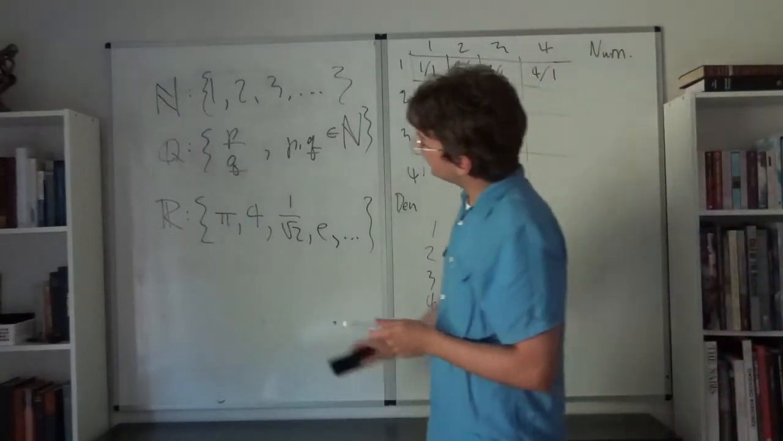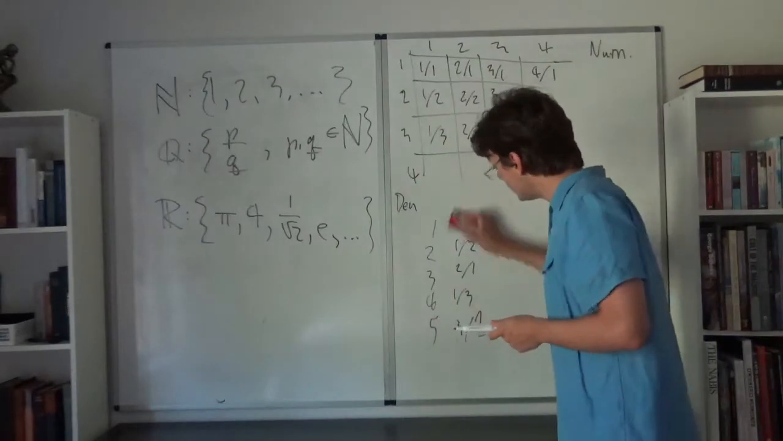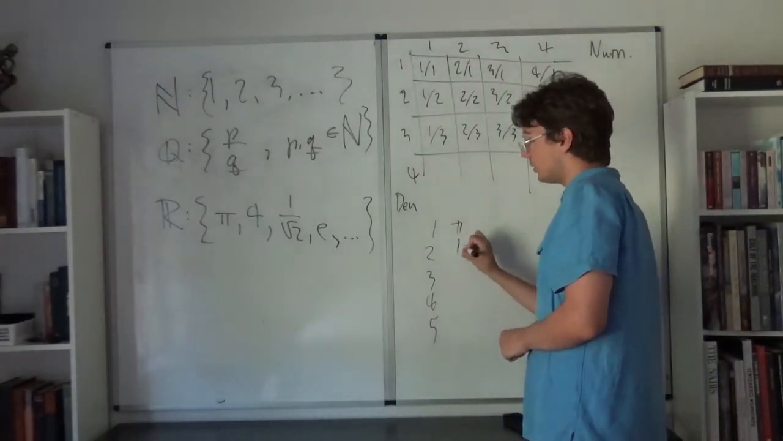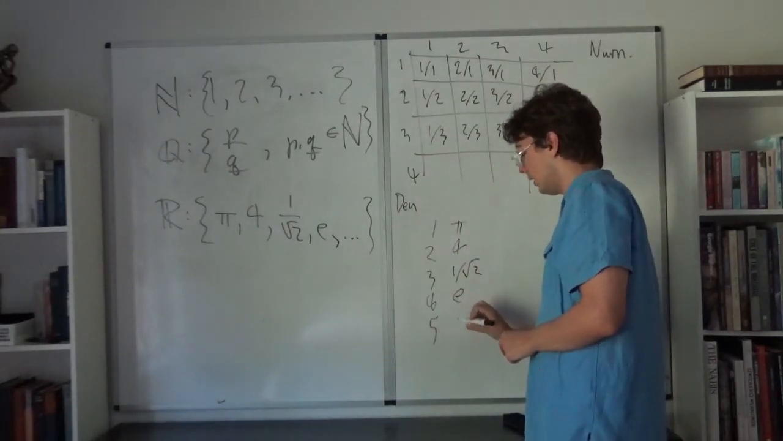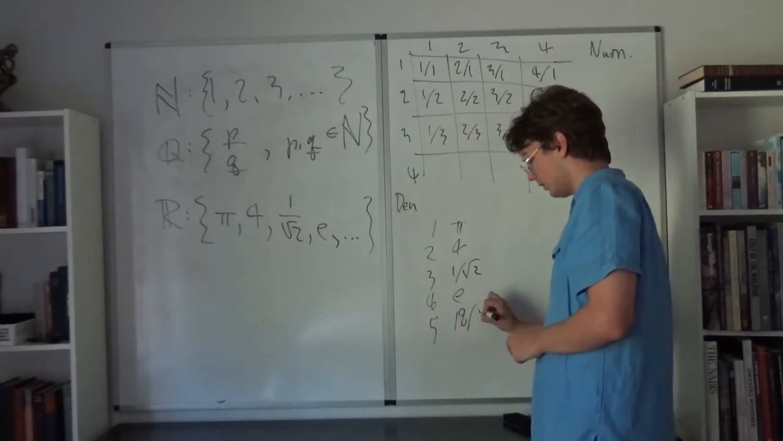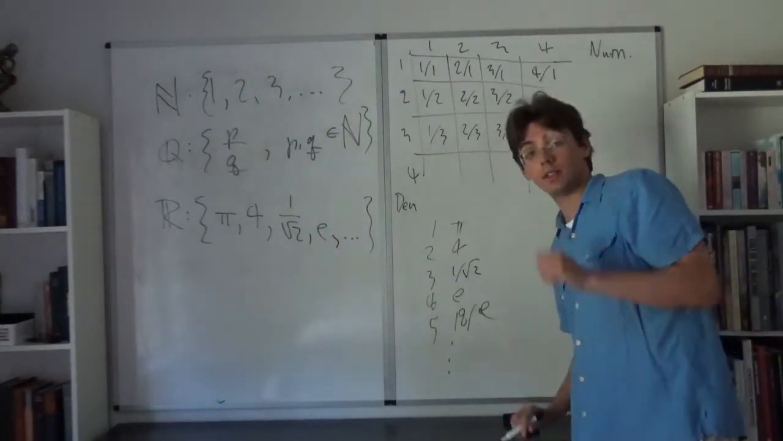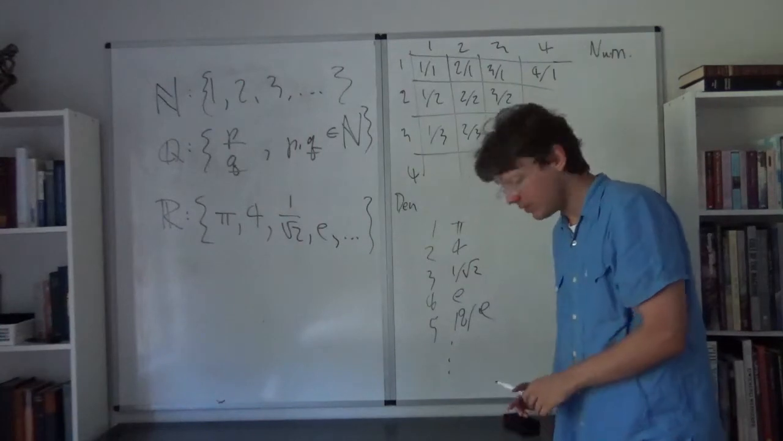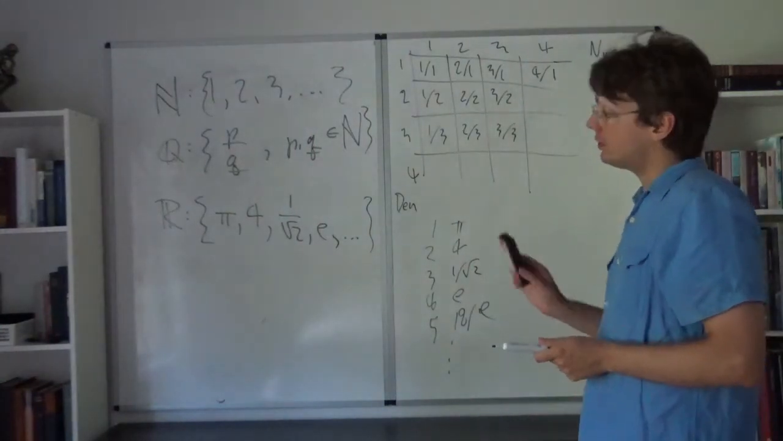What about the natural numbers to the real numbers? Can you do, again, a list like this where you say, okay, 1's going to be pi, 2's going to be 4, 3's going to be 1 over the square root of 2, and so on? Can you actually pair these guys up? Well, no. No, you can't actually. And I'll show it this way.